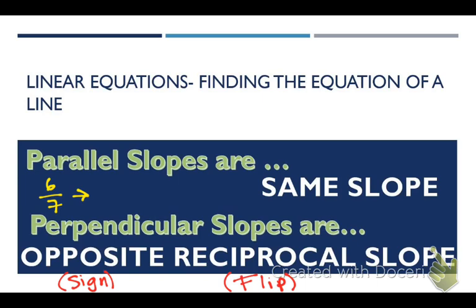So what's the opposite of positive? Negative. And then what is the reciprocal of 6 over 7? 7 over 6. If you have negative 4, the opposite would be the opposite sign. So opposite of negative is positive. And then the reciprocal of 4 is 1 over 4. How do we get the 1? Yeah, there's an understood 1 under every number.